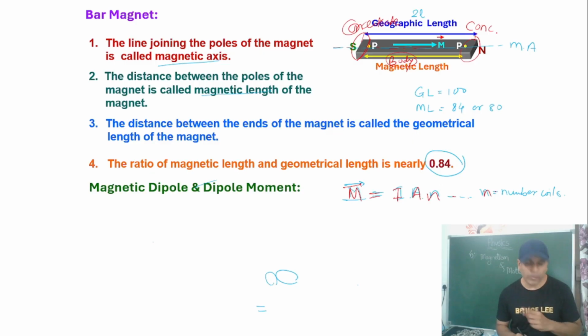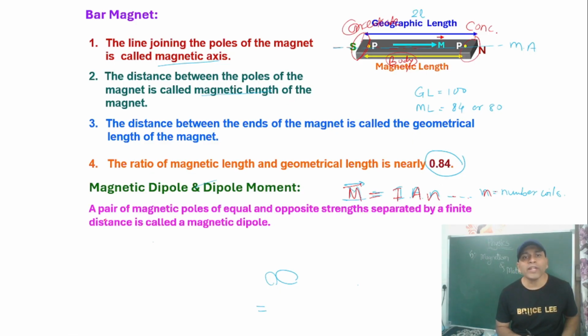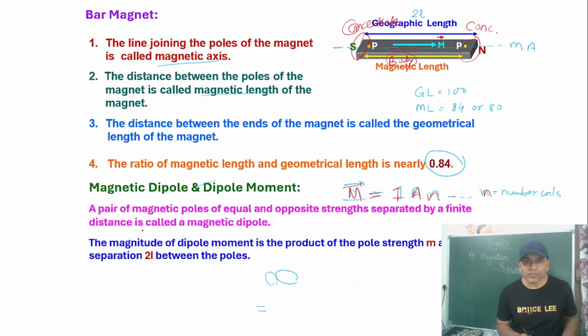Okay, so that one we are going to see again with respect to this bar magnet. A pair of magnetic poles of equal and opposite strength separated by a finite distance is called a magnetic dipole. This is the magnetic length, the distance by which the poles are separated. So the magnitude of the dipole moment is the product of the pole strength.